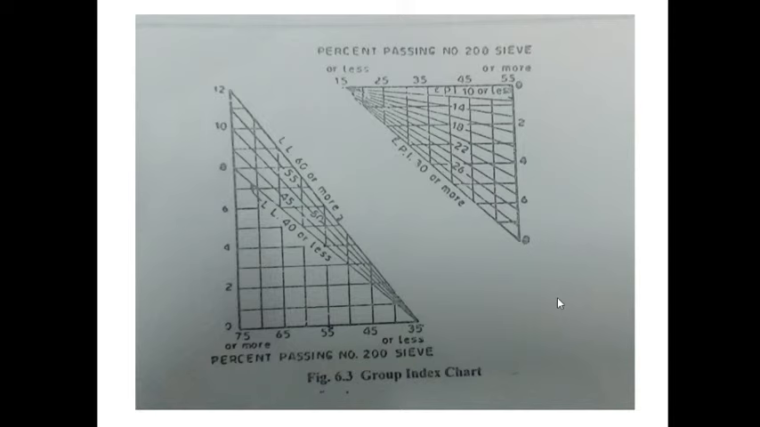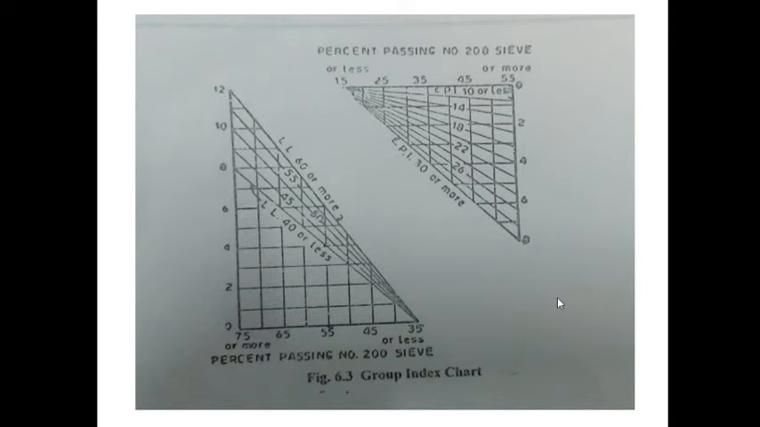In the first graph, we have liquid limit versus the percentage of material passing the 75 micron, or number 200, sieve. For liquid limit, there are 5 graphs. The first one shows liquid limit 60 or more. The second graph shows liquid limit 55. The third graph shows liquid limit 50. The fourth graph shows liquid limit 40. And the last graph shows liquid limit 40 or less.